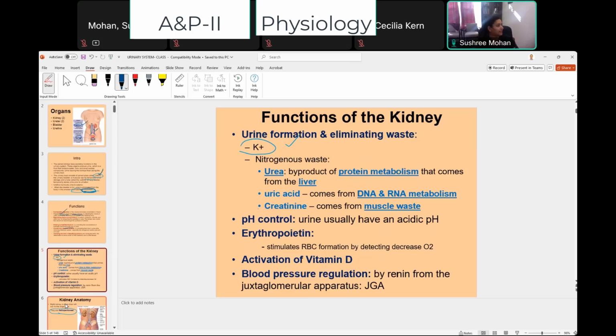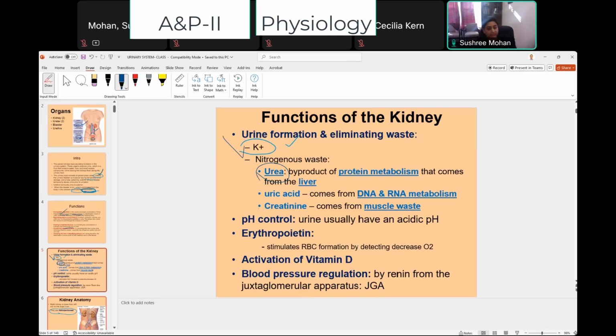So functions of the kidney: urine formation, eliminating the waste. It also helps in removal of potassium ions and nitrogenous waste. When we talk about waste, there are three major wastes that you need to understand. Number one is urea, an end product of protein metabolism. If you take protein, it breaks down into amino acids, okay? Then the deamination process produces ammonia. Ammonia is highly toxic, so it quickly converts into urea. Urea is less toxic, and from the liver, urea is sent to the kidneys and flushed out in the urine.